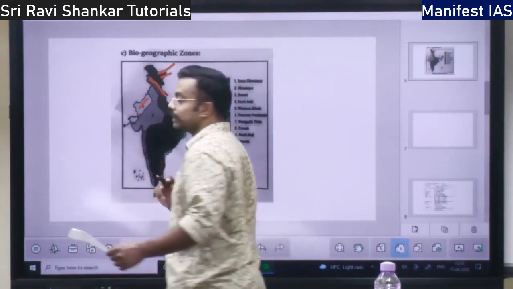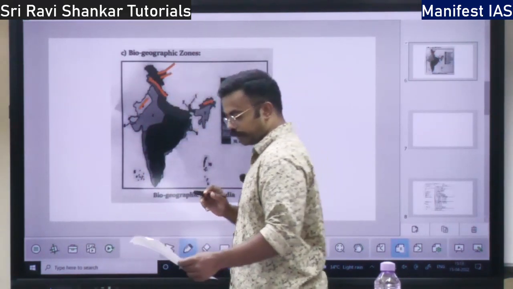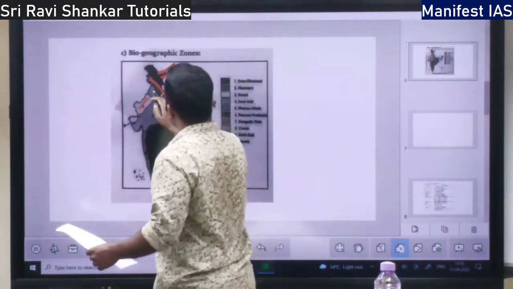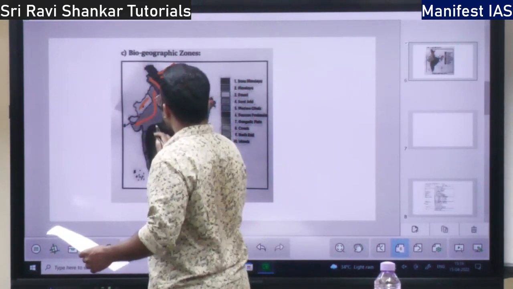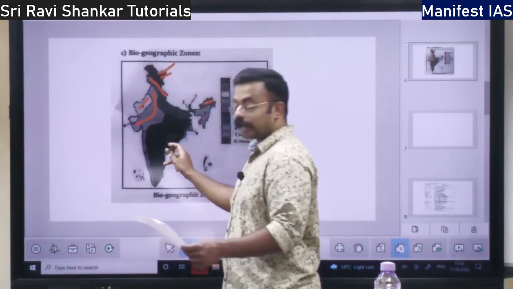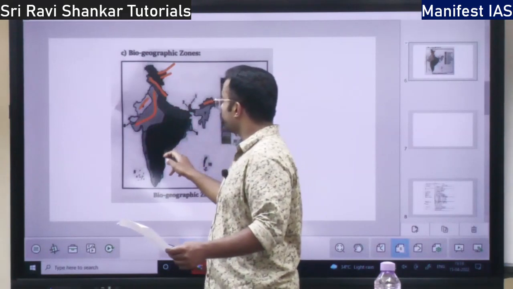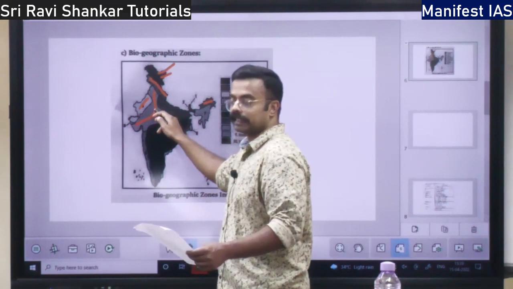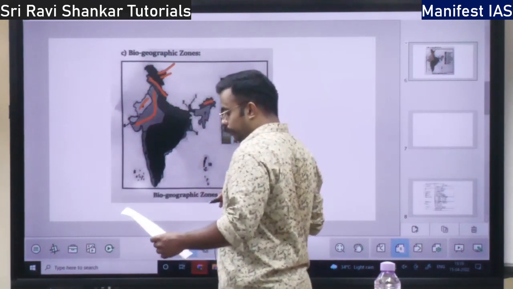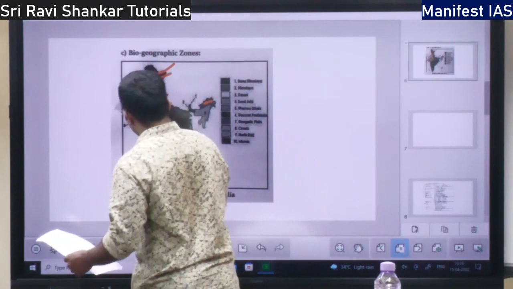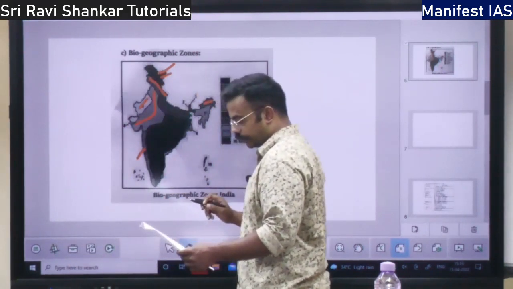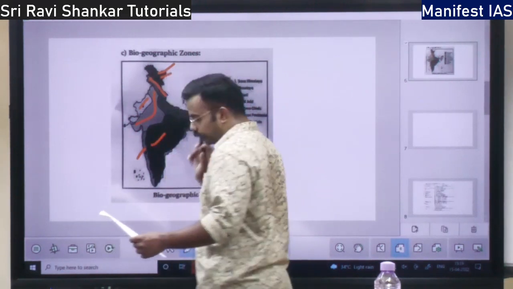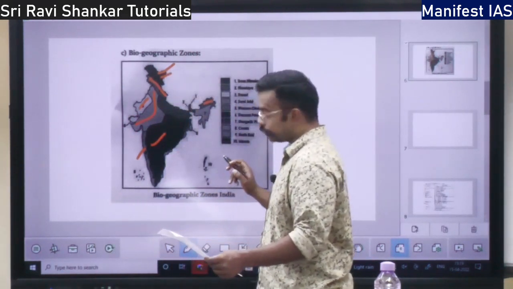The third one is the desert. This is the third biogeographic zone. The fourth one is semi-arid, between the desert and the Deccan Plateau, which includes the Aravalli Hills. Where is the Aravalli range? It is somewhere here in Rajasthan. So that is the fourth biogeographic zone. The fifth one is your Western Ghats. The sixth one is the Deccan Peninsula. This forms the sixth biogeographic zone.